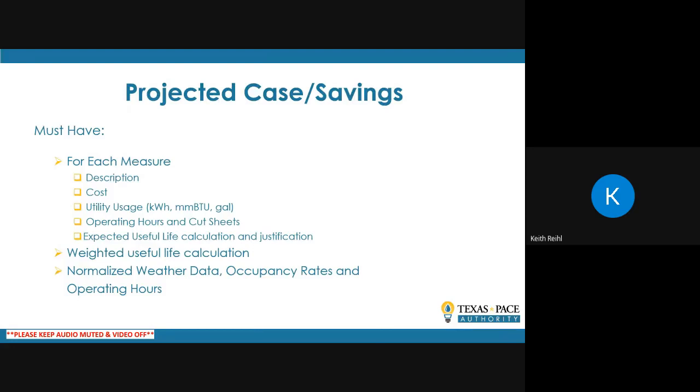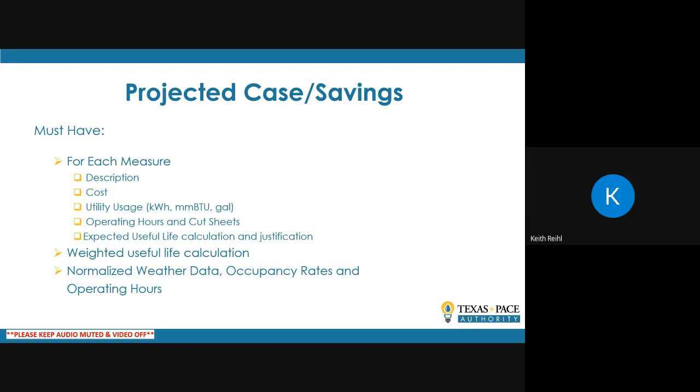So on the case savings, for each measure, you need to have a description. What is the measure? I'm changing the downlight from an incandescent downlight to an LED light. You want to look at the cost of each measure. So you need to have an idea, if we're doing a chiller change out, how much does it cost to do a chiller change out? What costs are involved?